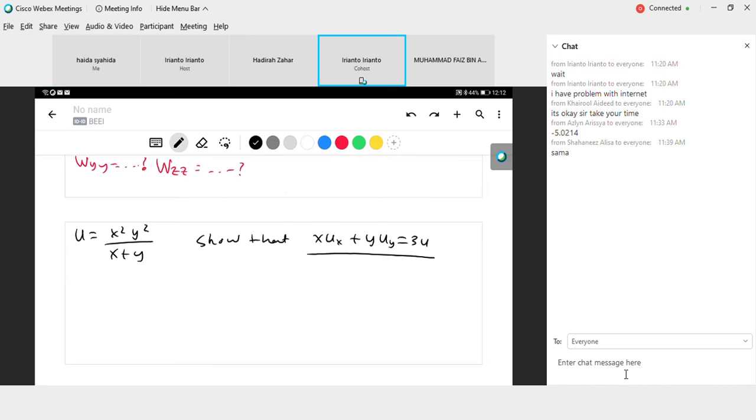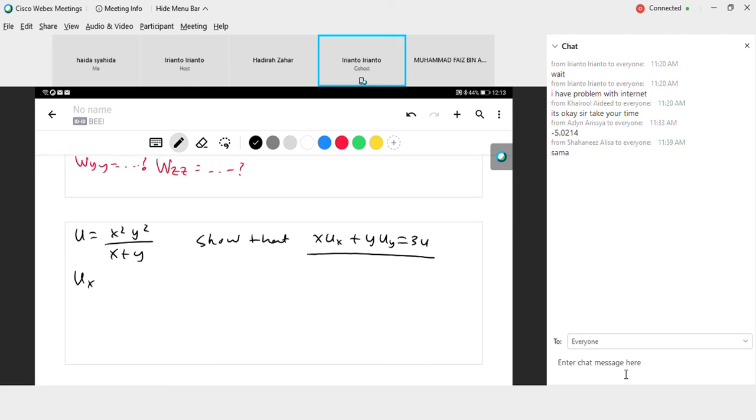Now the first thing that I need to do is find ux. Is there any rule I should use for this one? The quotient rule. Why do we need to use the quotient rule? Because the numerator has x and the denominator also has x, and we want to differentiate this with respect to x.